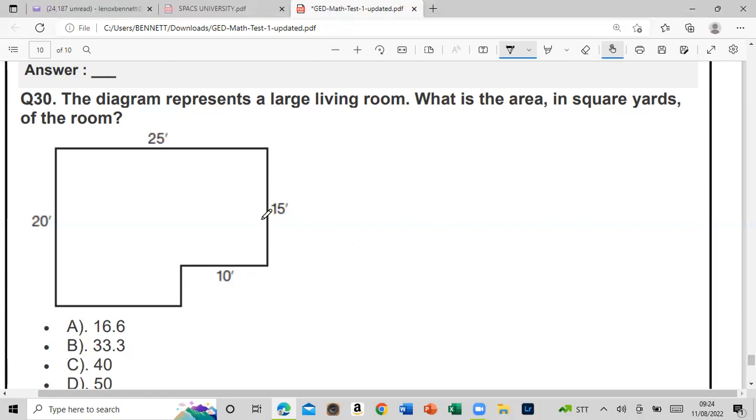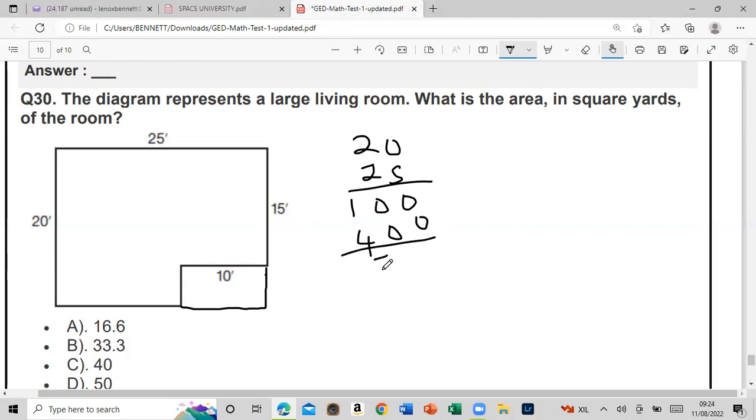I can find the area of this, right? Alright, so it would be 20 by 10, no, by 15. 25 by 20. That gives the total, 500. So in all, we get 500.